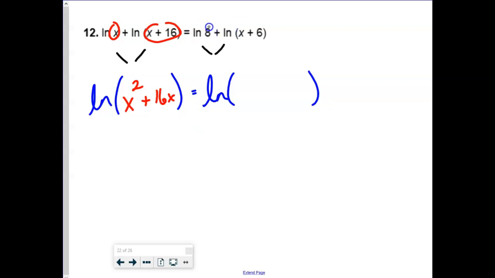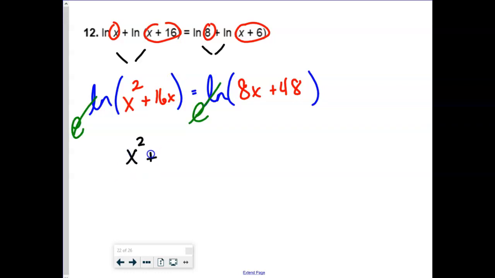And then same thing right here. The 8 has to be multiplied into the entirety of x plus 6. So we have 8x plus 48. And this one works out kind of beautiful because when you exponentiate, what's the base here? Natural log has a base. E, very good. So using an e to exponentiate, boom. So cancellation happens on both sides. Life is good. You end up with, oh looky, a quadratic. x squared plus 16x equals 8x plus 48.